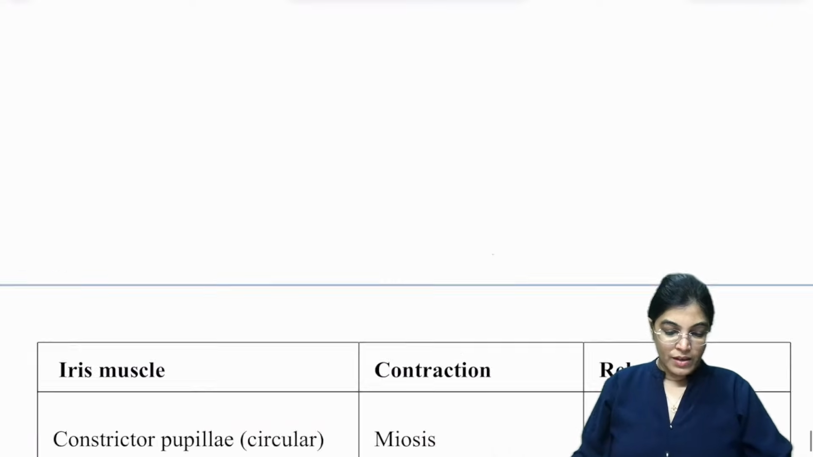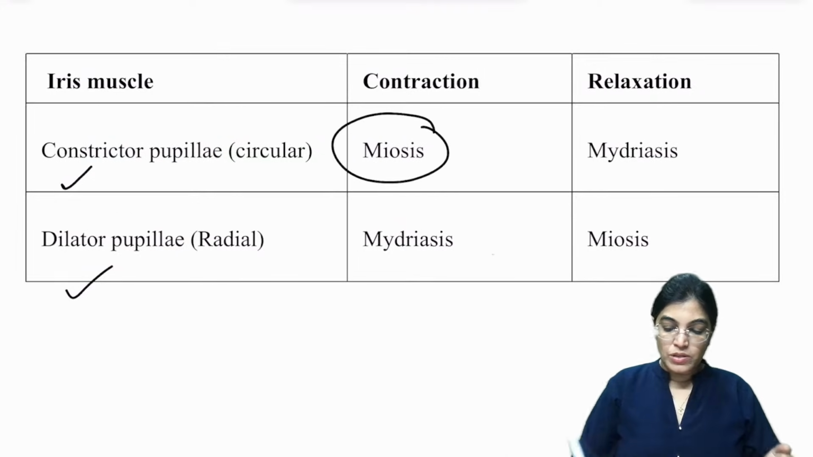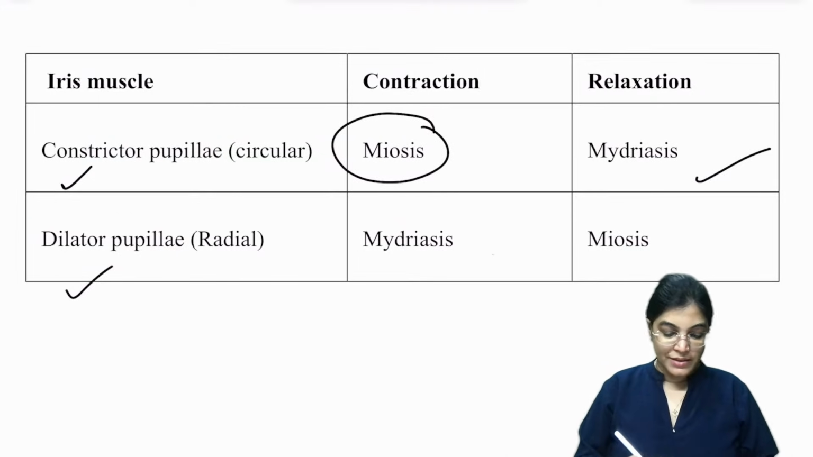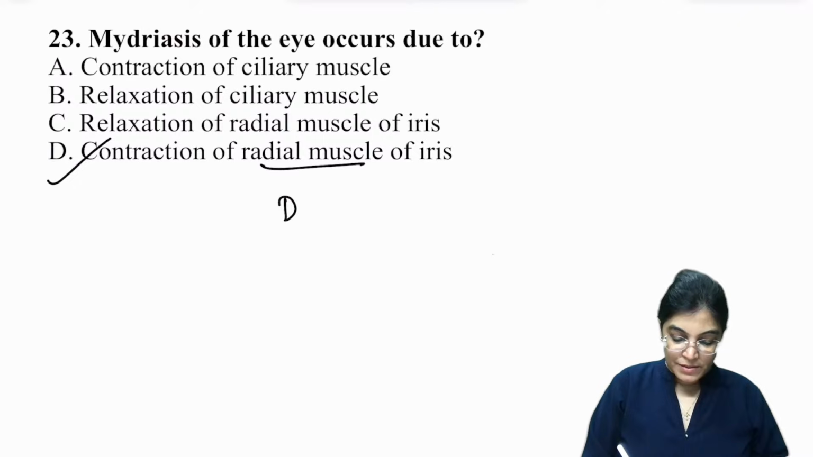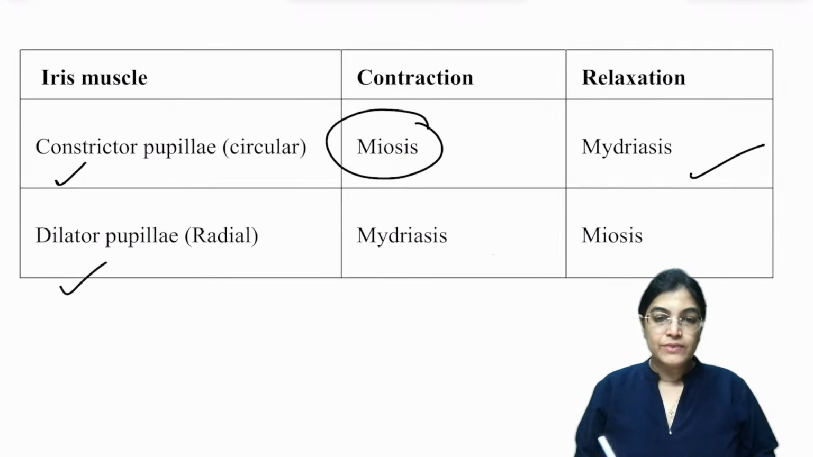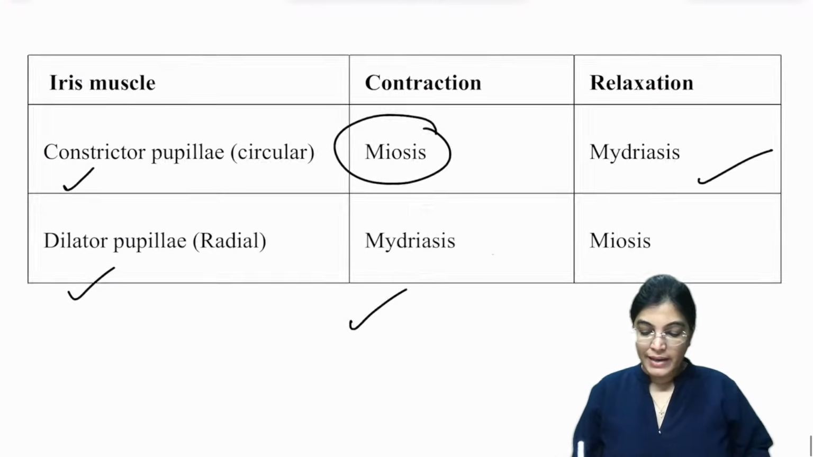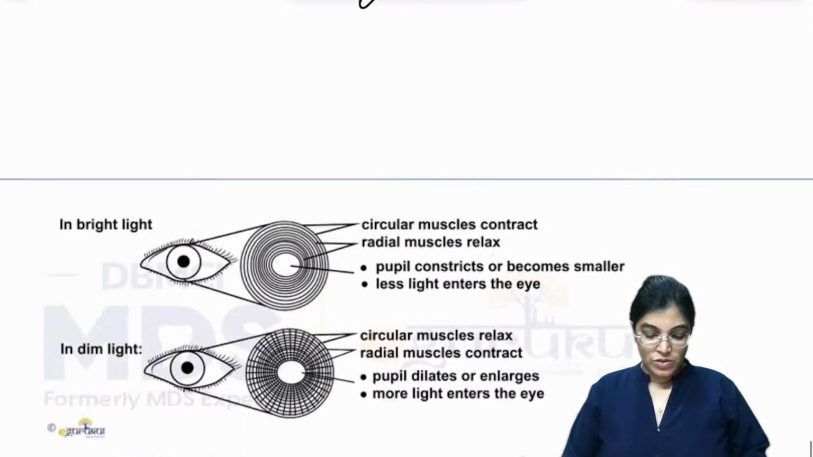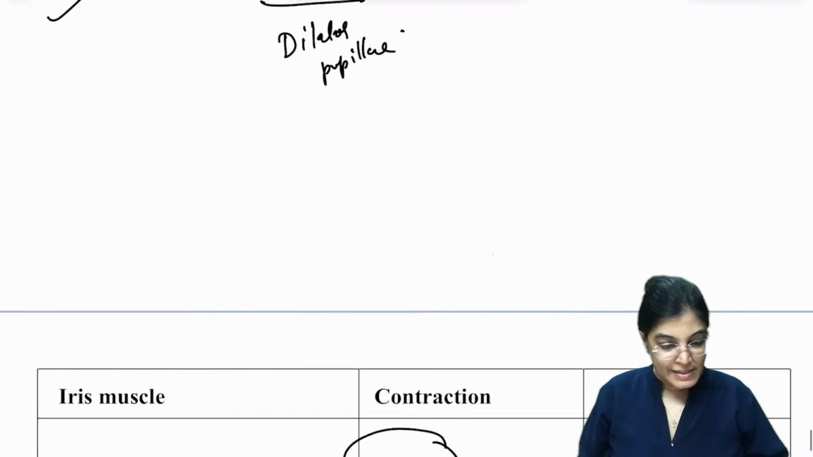Now see here. If I am talking about the iris muscle, constriction of the pupil is done by the constrictor pupillae. Its contraction causes miosis, and its relaxation causes mydriasis. The dilator pupillae is the radial muscle, and this will contract to cause mydriasis. So only I have marked this as the right answer, and its relaxation will cause miosis. The same thing you can see in this diagram. Absolutely right. D is the right answer, dear.